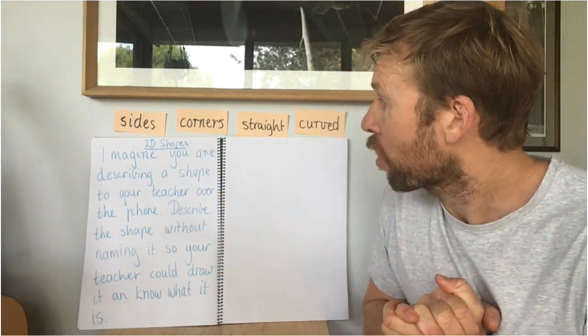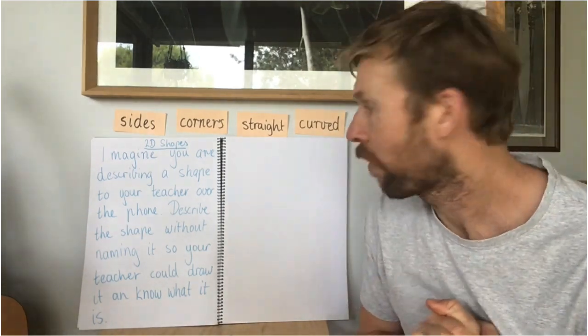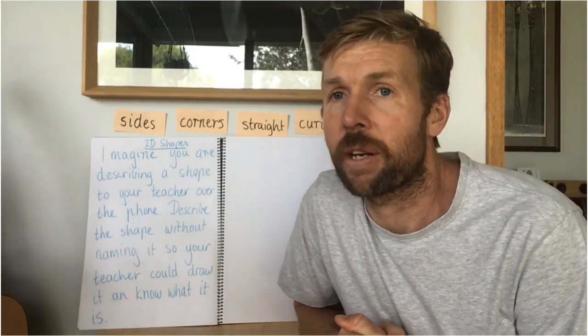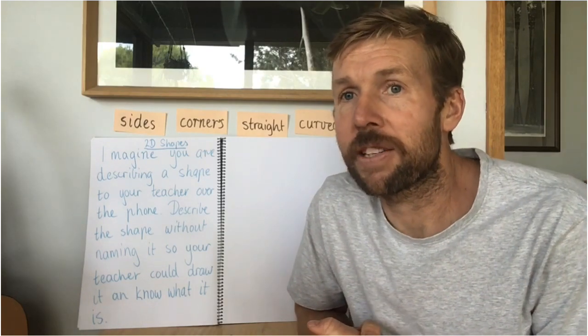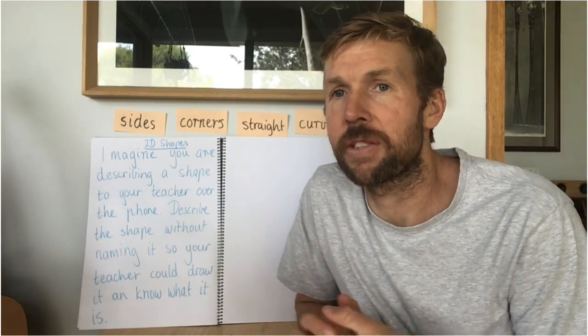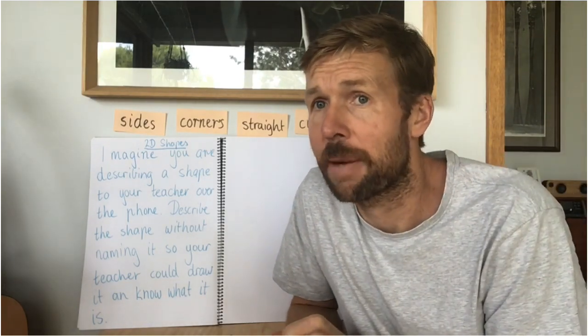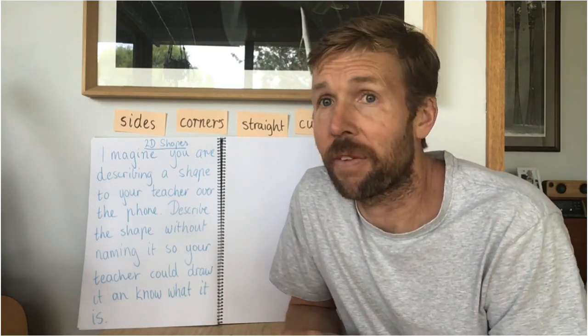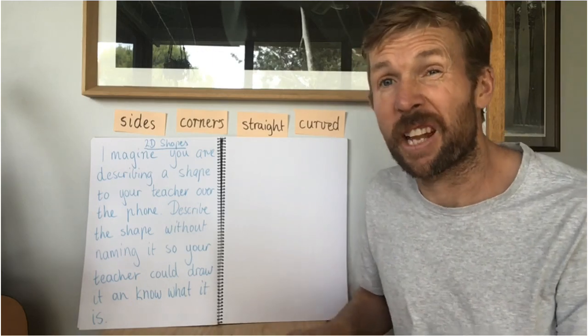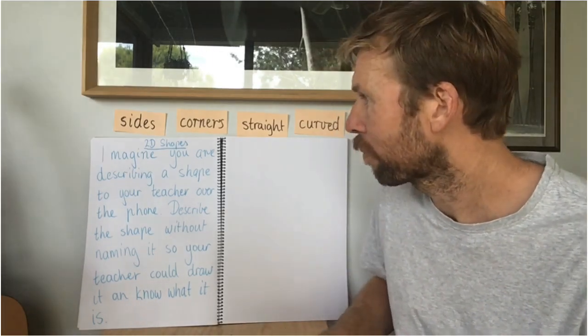So imagine you are describing a shape to your teacher over the phone. I based this one on a conference I just had with Wilksy. I asked him to show how he was going with his shapes, and we played a little game called Guess My Shape. He described the shape to me, and then I checked if I could guess it using the features. So I thought we could do that, and that's why I've chosen this one.